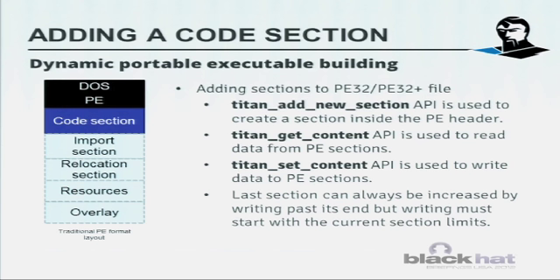Right here in the example, you have a specific section for a specific part of the portable executable. There's a bunch of these, and it's the same process. Adding a new section is just calling add new section, which creates a new section of your desired size. Getting content is reading data from that section, and setting content is writing data to that section. Now, the important part of this is that all of the changes you do are done in memory.